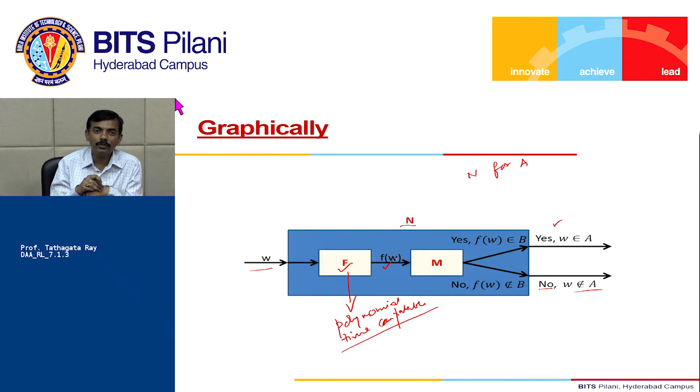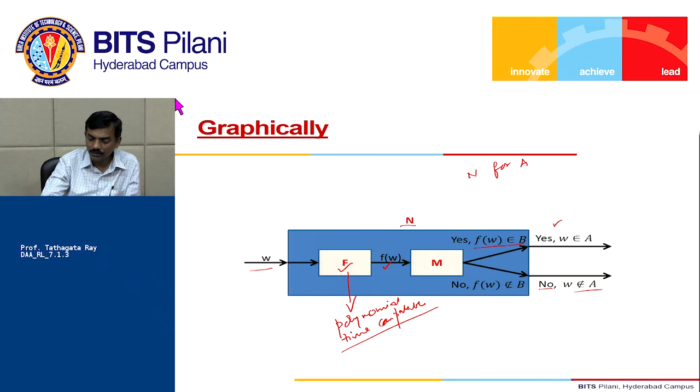Now once I have f(w), what is f(w)? f(w) is an instance of the language B. For language B I have this algorithm called M, so I run M on f(w). If I get yes, that means f(w) belongs to B. Which means that W must belong to A, right? Because of this polynomial time computation, where we said if W belongs to A, that implies f(w) belongs to B.